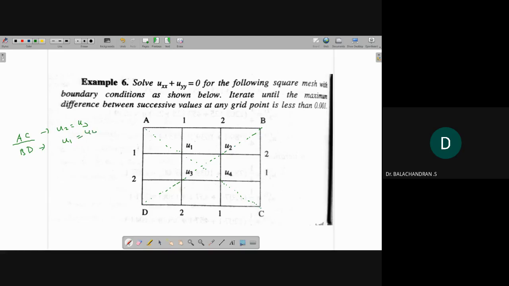u1 equal to u4. So it is enough to find u1 and u2. Only these two are enough. Okay, so now method 1.